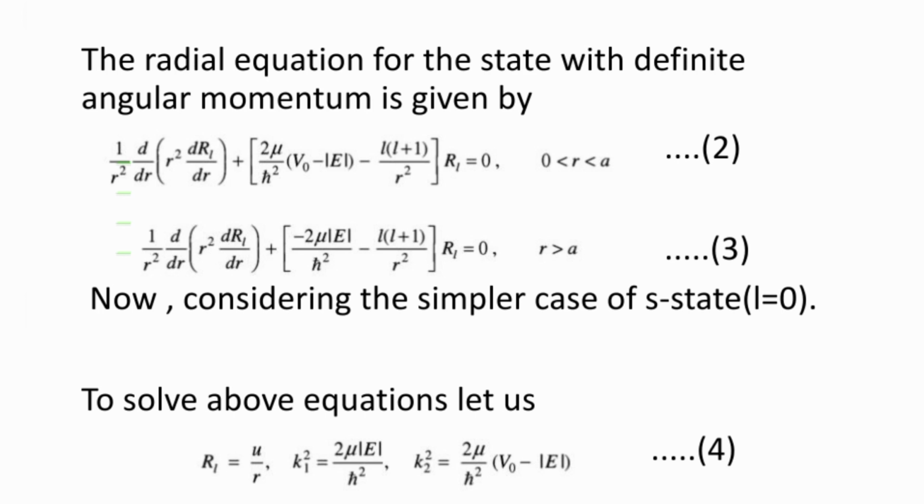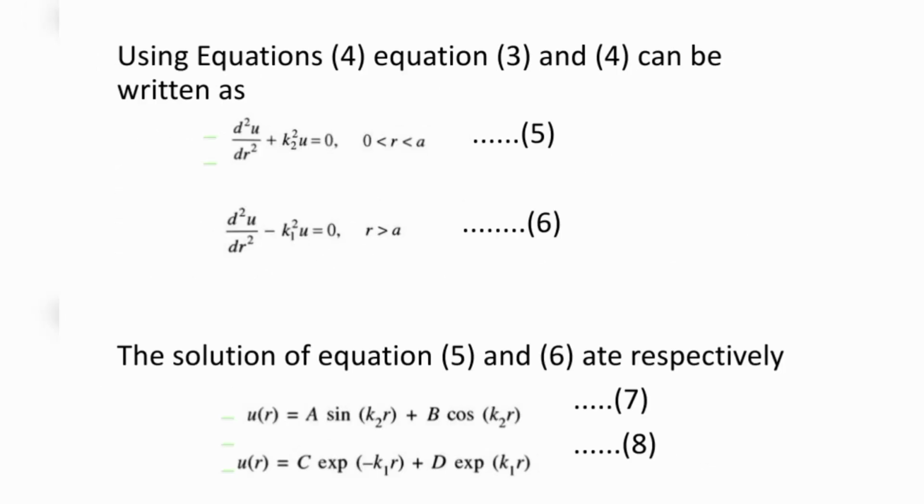After substituting equation number 4 in 2 and 3, we get new equations, which are given by 5 and 6. They are d2u by dr square plus k2 square u equals 0 for r greater than 0 and less than a, and d2u by dr square minus k1 square u equals 0 for r greater than a.